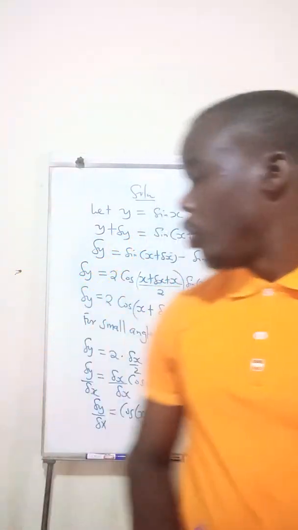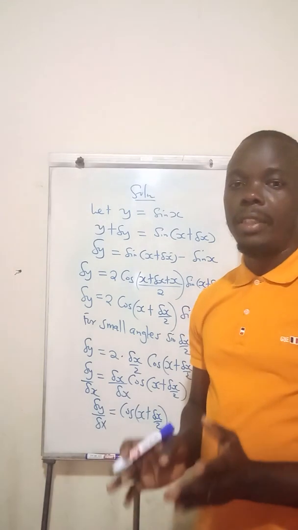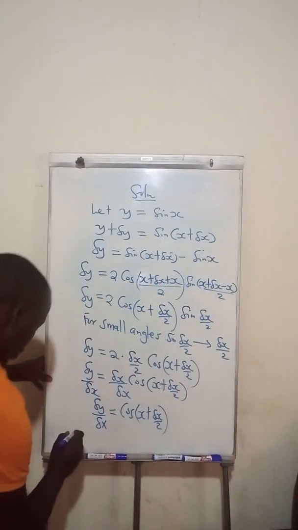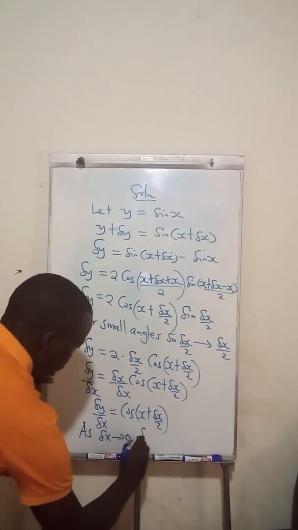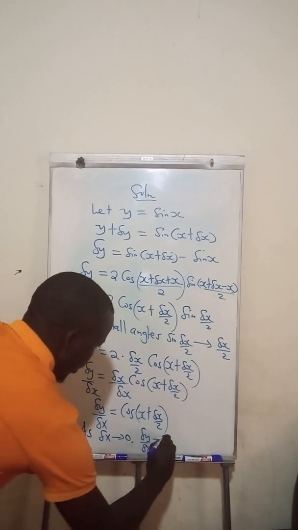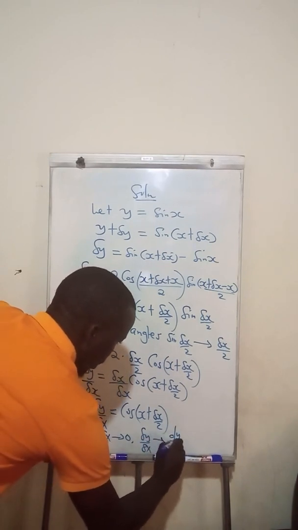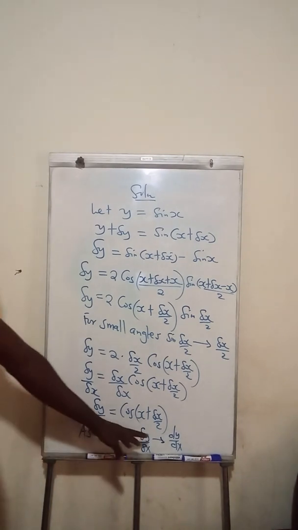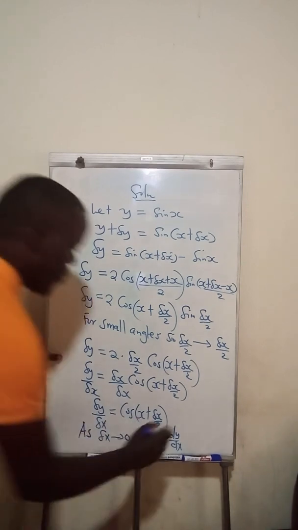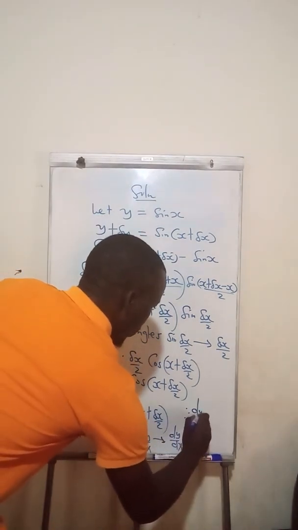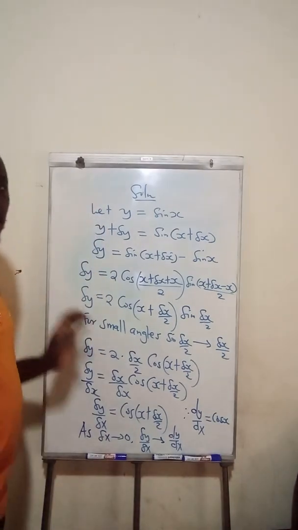And that assumption is going to be in limits as delta x tends to 0, delta y out of delta x tends to dy dx. So we shall say as delta x tends to 0, delta y out of delta x tends to dy dx. Now what will this tell us? This will automatically tell us that if delta x is already tending to 0, this will all be 0, so it remains with x. Meaning that in conclusion, dy dx will actually be cos of x.